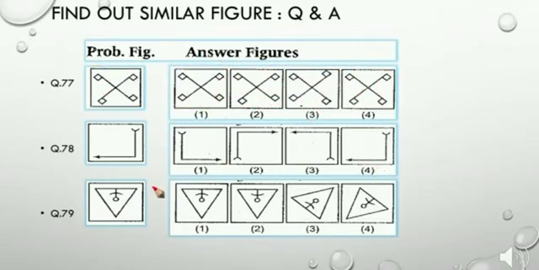Let's go to question number 78. Let's check for this portion, this arrow mark which is on the left side. Is it available? No, it is not available in option 1. In option 2, it's not available here. In option 3, here it is not available. In option 4, it is available here. So automatically option 4 is going to be the answer.